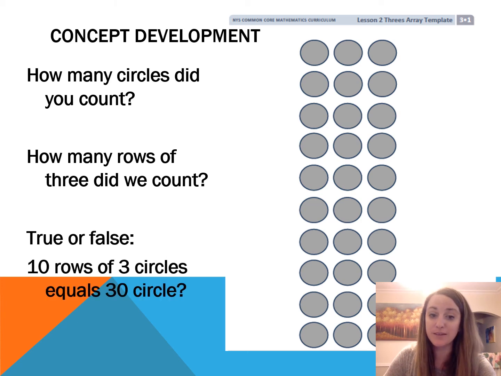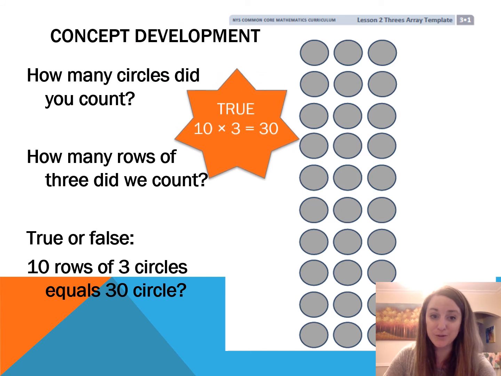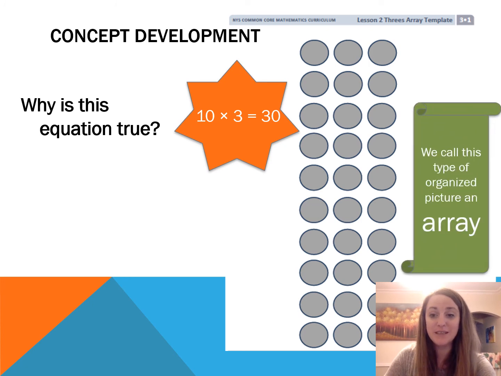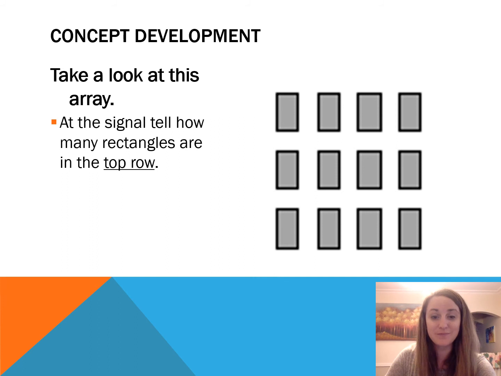True or false? 10 rows of 3 circles equals 30 circles. It's true. We counted 30 circles all together. There were 10 rows of 3, so 10 times 3 is the same as 30. We call this type of organized picture an array. Take a look at this array. At this signal, tell me how many rectangles are in the top row, or the top part of our picture.